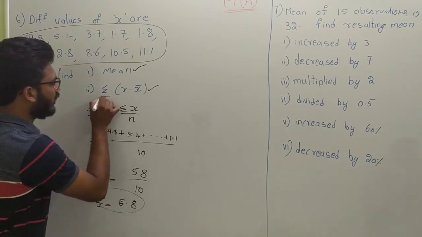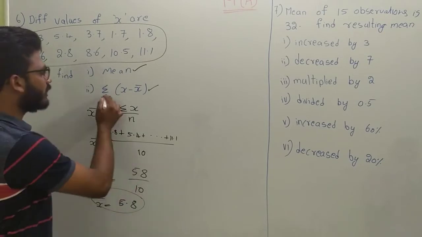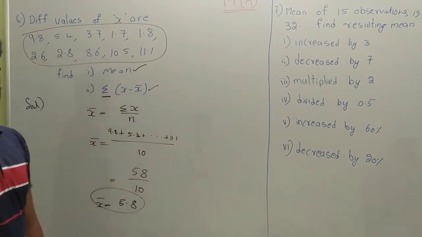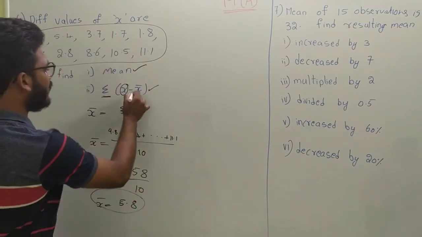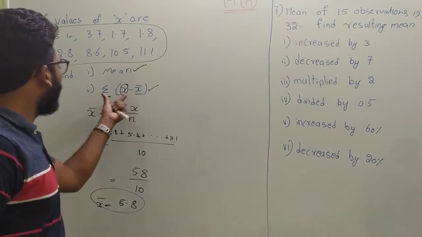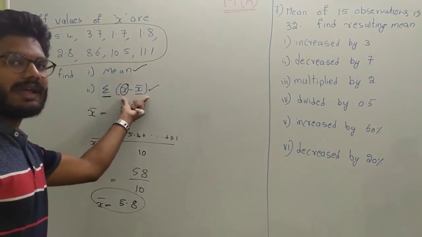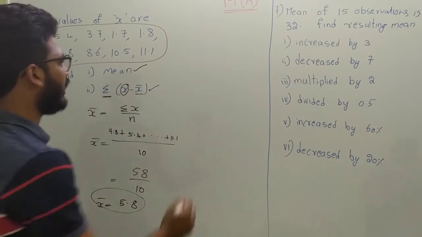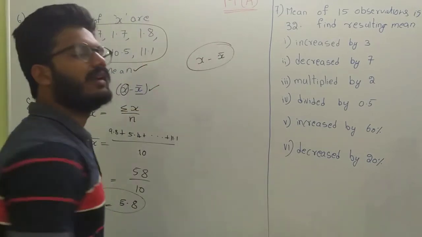The same way, second one, they give something like this. What is it? Already told in the previous class. Summation of x minus x bar. What is x here? Variable, and x bar is nothing but the mean. So what you have to find? Sum of all these values. These are called deviations. I already told, the value x minus x bar is called deviation.